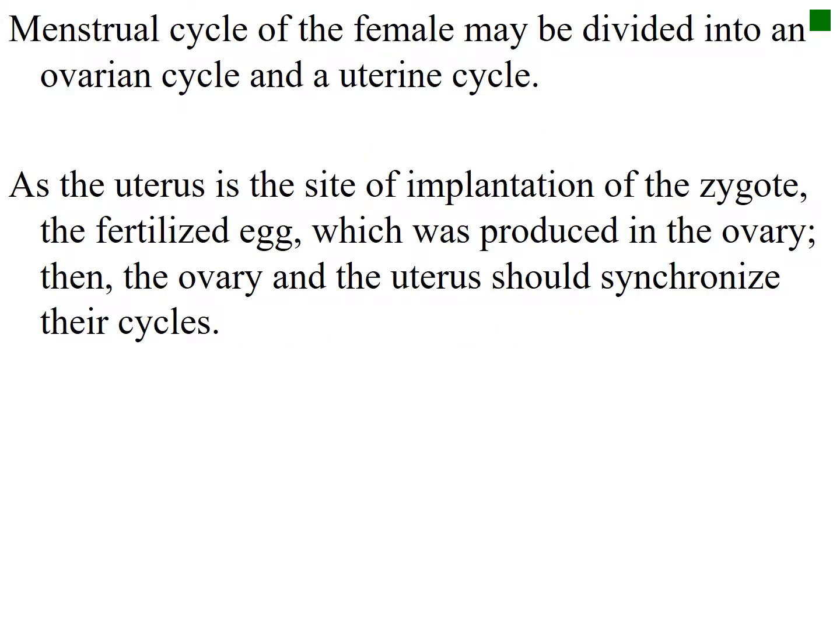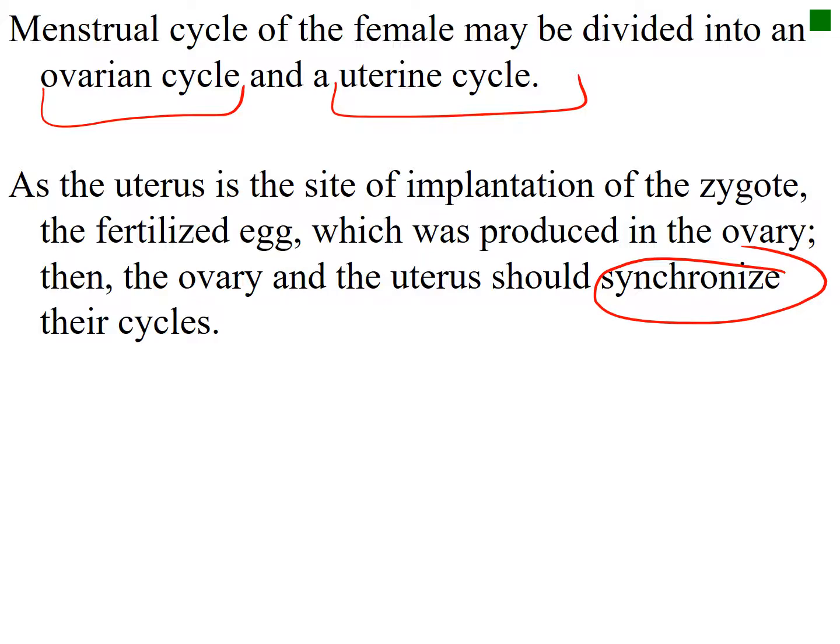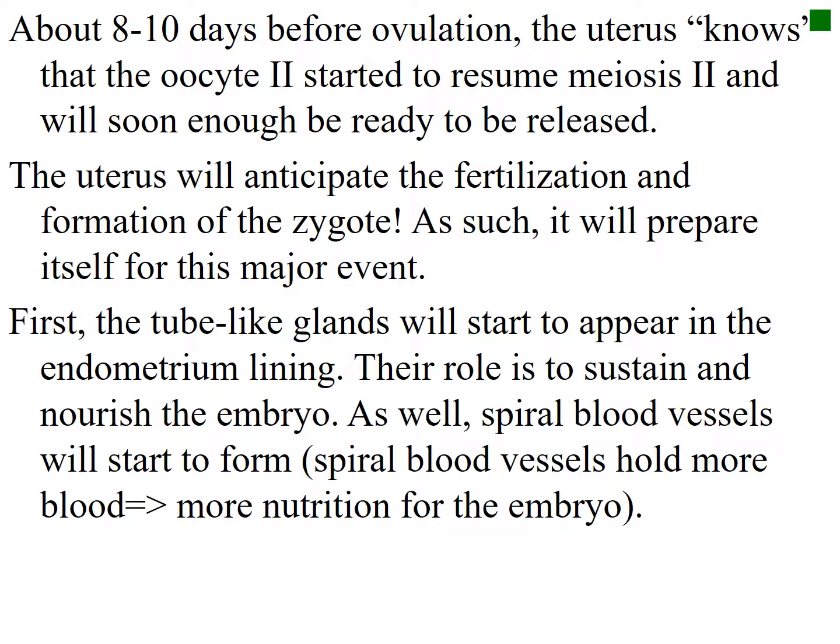We have to know that the menstrual cycle of the female is divided into two main cycles, the ovarian cycle and the uterine cycle. The uterus is the site of implantation of the zygote, which was produced in the ovary. The ovary and the uterus should synchronize their cycles. These two cycles should be synchronized. They should work with each other.